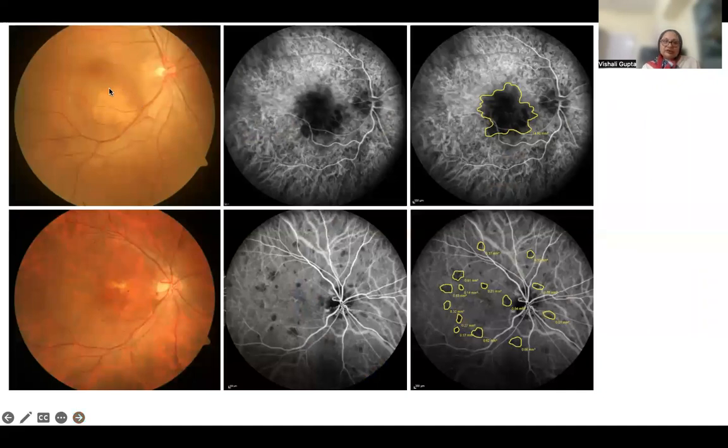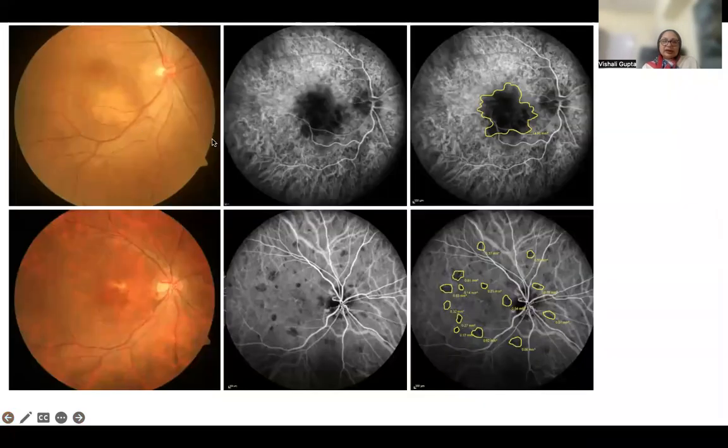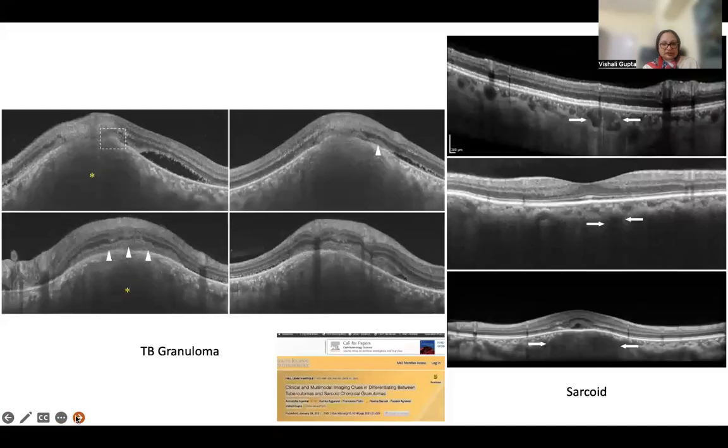TB granulomas tend to be large, sorry about this, tend to be large, whereas the sarcoid granulomas are multiple and they are in the stroma and they're not very visible on your fundus like the TB granuloma is.